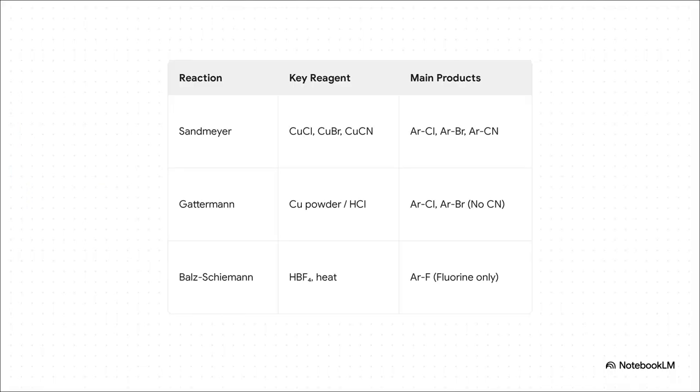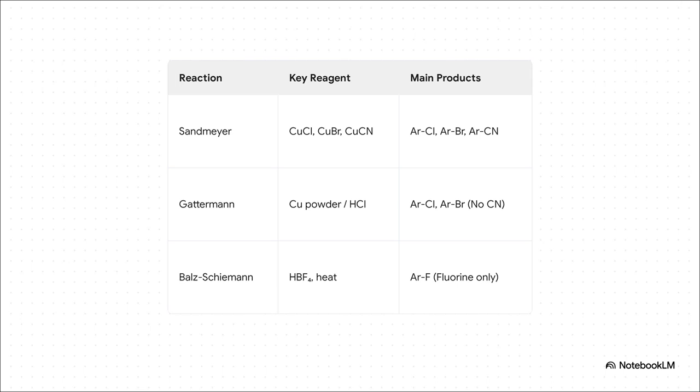It's all about the key ingredient. For Sandmeyer, we know it's those copper-1 salts, CuCl, CuBr, CuCN, to get chlorine, bromine, or cyanide. Now look at the Gattermann. It's similar, but it uses plain old copper powder. And big difference, it doesn't work for the cyanide group.